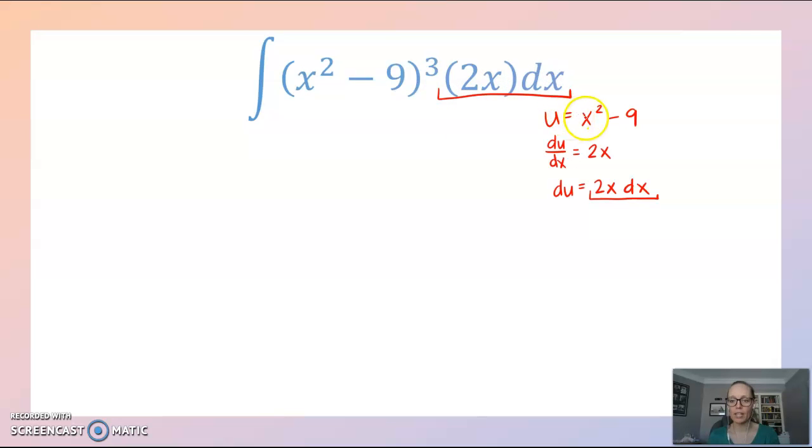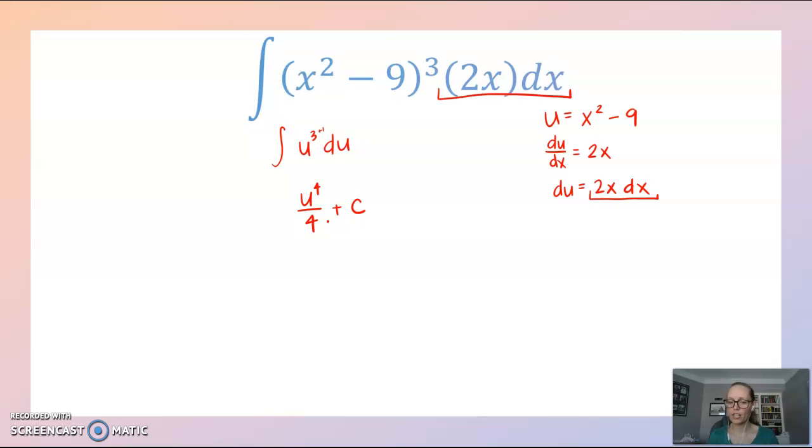And then we're going to go ahead and replace this x squared minus 9 with u. And so what I have when I do those substitutions, the u substitution, I end up with u to the third power du. And this integral is much prettier, much easier for us to look at. And we have a rule for this that we can follow. So I'm going to go ahead and add 1 to the exponent and then divide by that new number, and I come up with u to the fourth over 4 plus c.